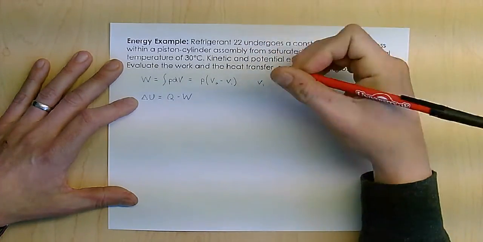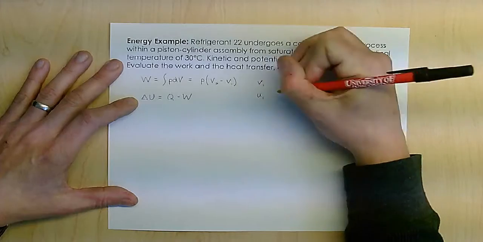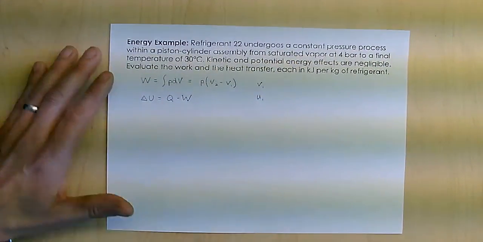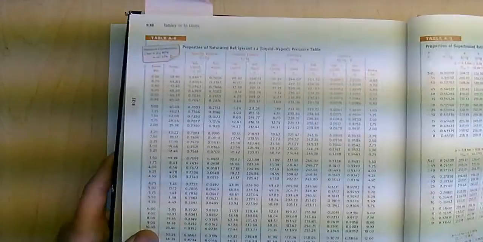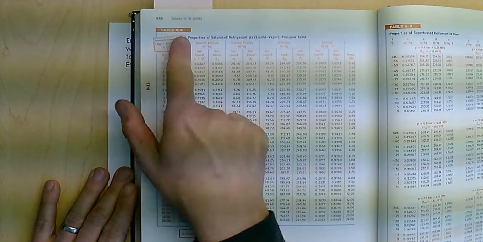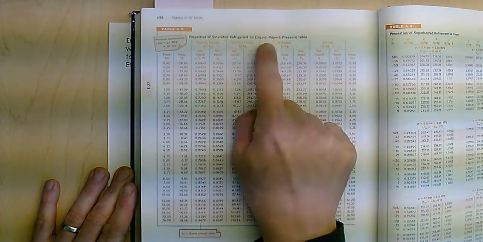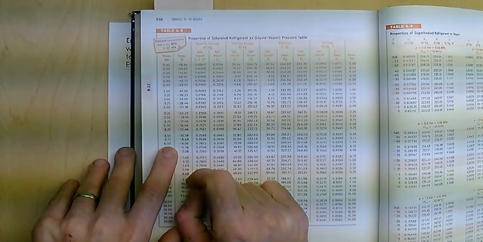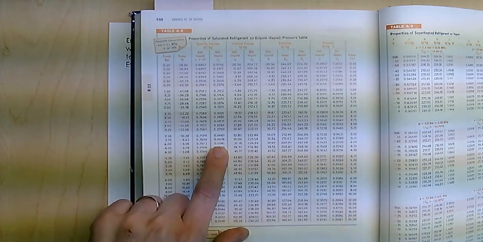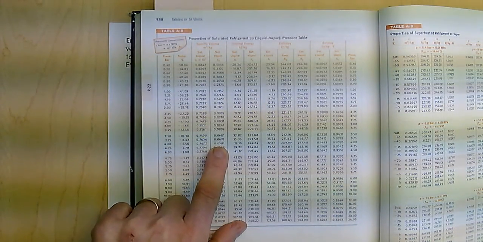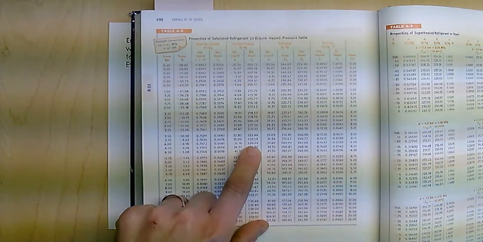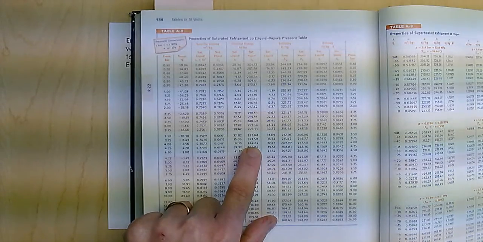So I'll start with V1 and U1, which is at 4 bar saturated vapor. So this is for refrigerant 22, shown here. Again, I'm in table A8. This is refrigerant 22 based on pressures. So I scroll down to 4 bar, and I look in the saturated vapor, and I see that my volume is 0.0581, and I see that my energy is 222.24.